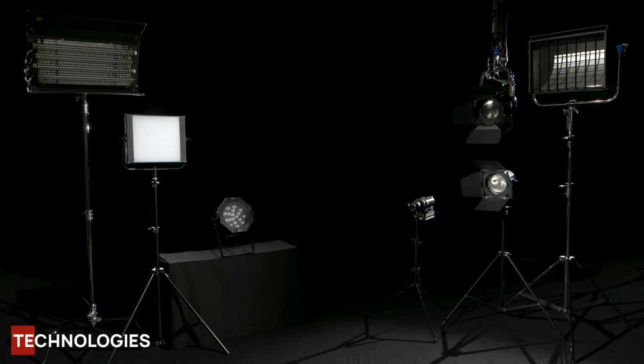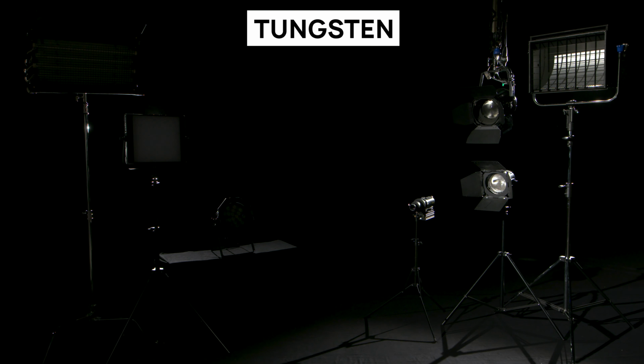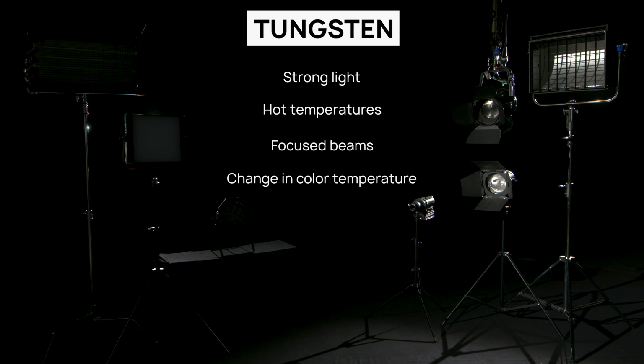Starting with the oldest in the game, tungsten. It provides strong light, reaches hot working temperatures, and is commonly used in lights with focused beams such as spotlights. Beware of the change in color temperature during dim.